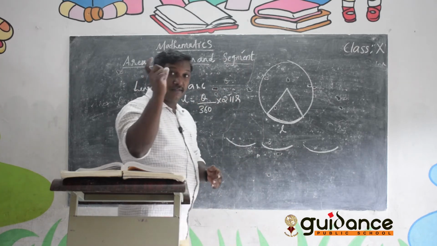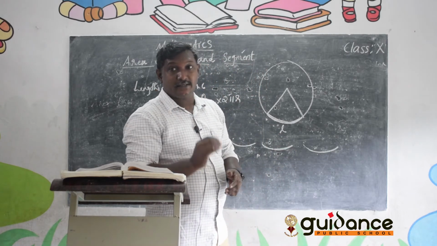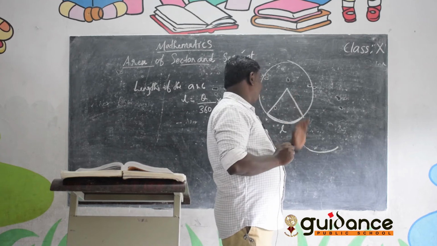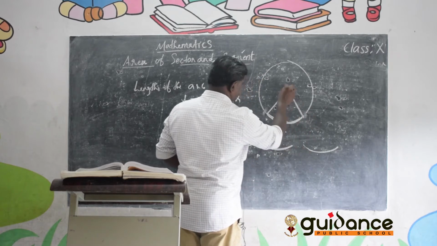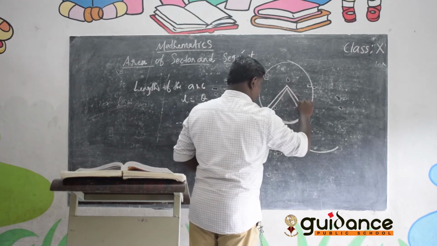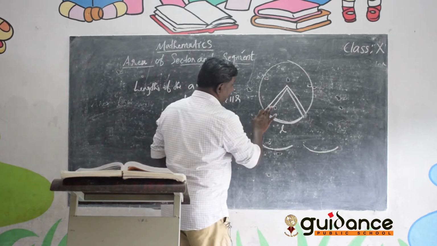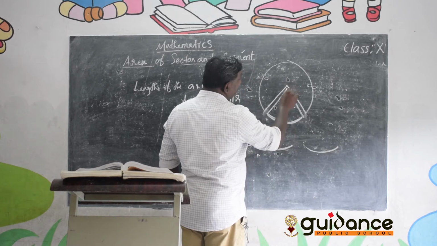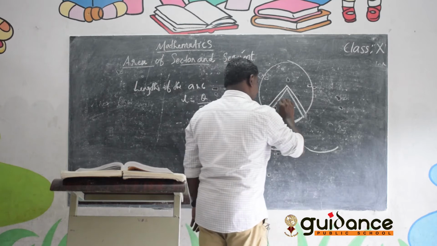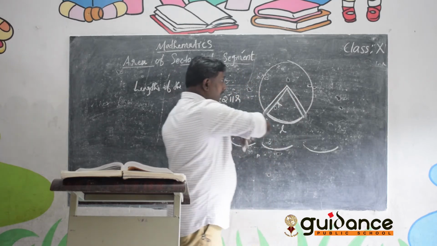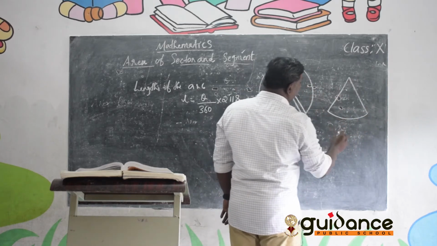Sometimes they ask to find the perimeter of the given sector. At that time we have to consider the perimeter of the arc and the perimeter of the sector. We know that this is its radius, and this is its radius. So we can cut that portion and draw it here. At that time, the length is given.